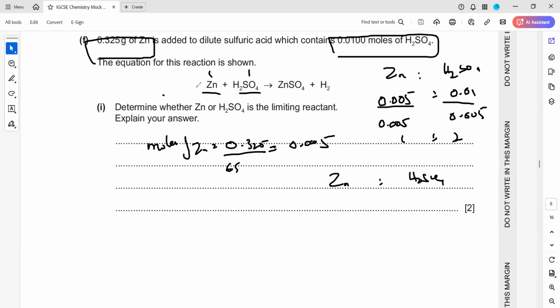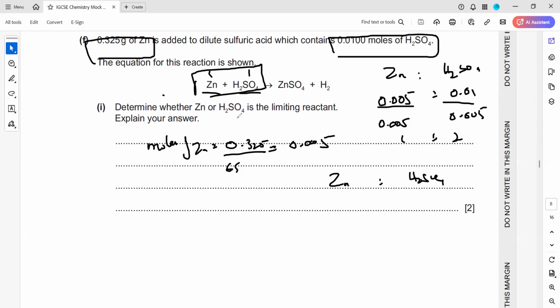But according to the equation, the ratio should be 1:1. 1 mole of zinc should react with 1 mole of sulfuric acid. But the mole ratio is 1:2. It means we have more moles of sulfuric acid than what we need. So whenever you need the limiting factor, you will first find the moles of the two reactants and take the simplest ratio of their moles. And then compare with the equation. That's a way of working out the limiting factor.